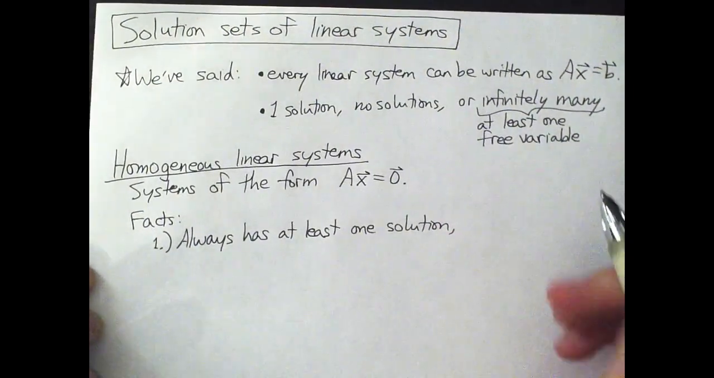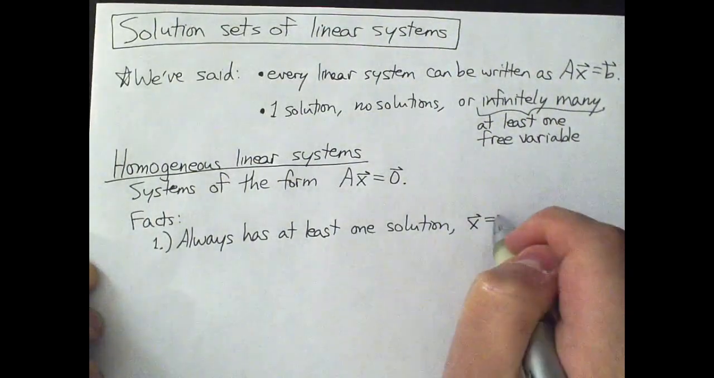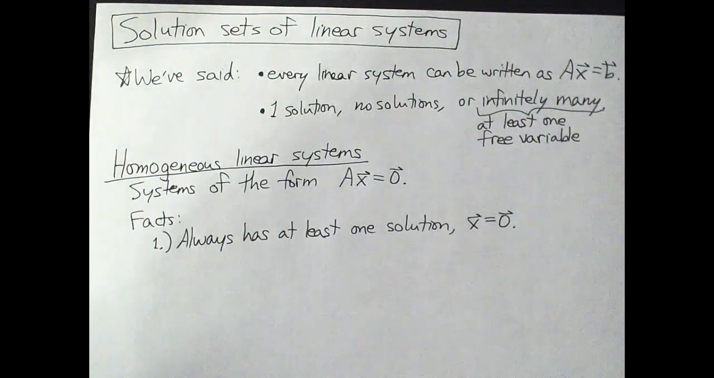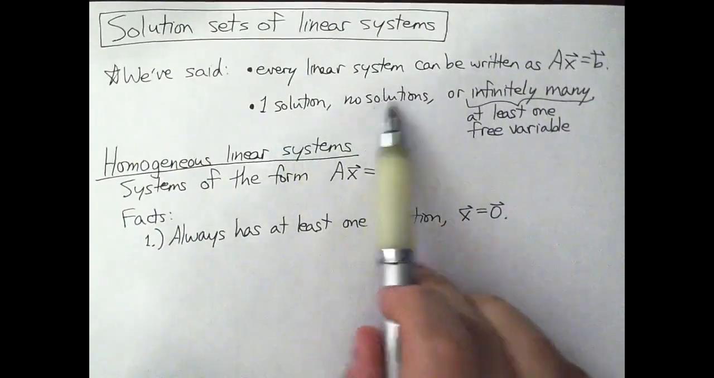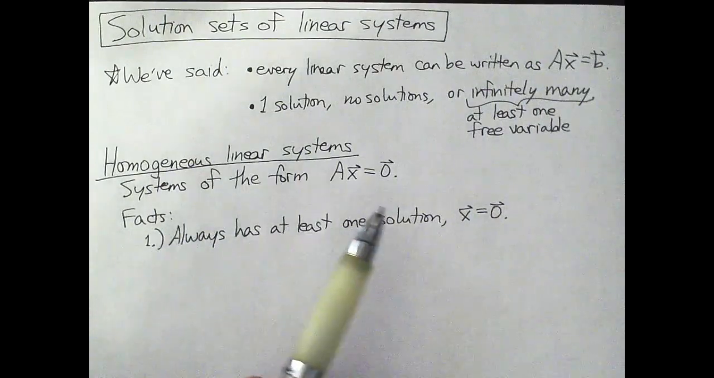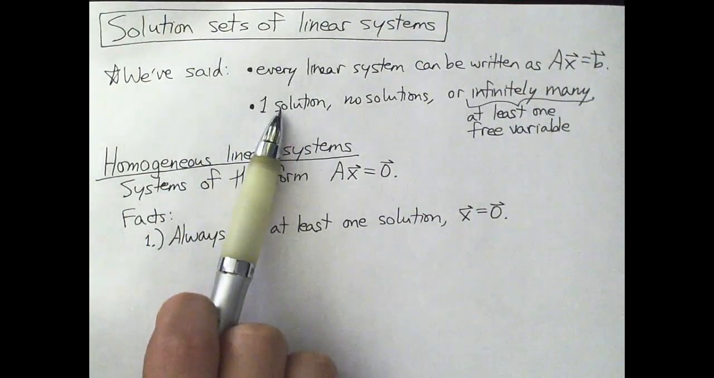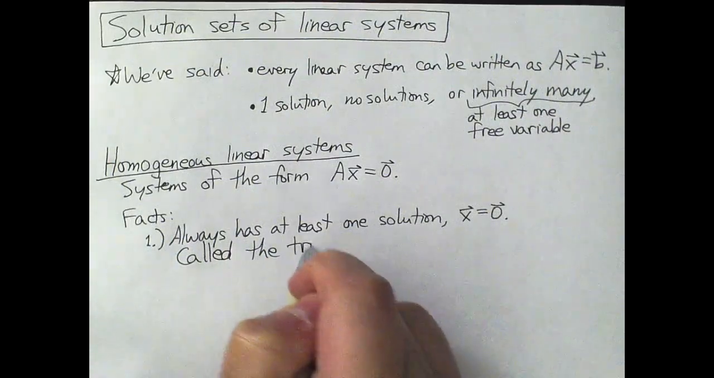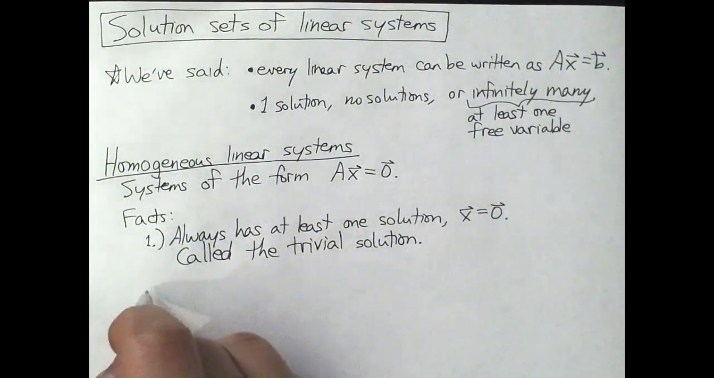Can you see what the one solution is? How about the zero vector? That will always work for systems of this form. Now, there might be other solutions. But, up above, we said there's one solution, no solutions, or infinitely many. And so far, what I'm saying is that for a system of this form, you're guaranteed to have at least one solution. And the name for this is called the trivial solution. We say that you always have at least the trivial solution.